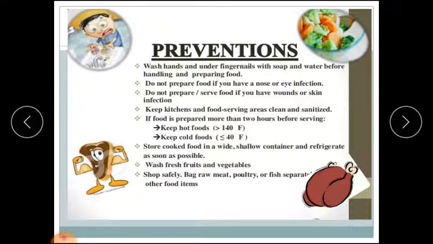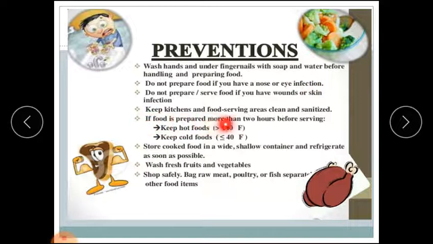Preventions are very simple: wash hands and under fingernails with soap and water before handling and preparing food. Under nail means what? The skin present under your nails may contain some organism. So wash your hands before handling or preparing the food. If you have an infection in your eyes or nose, or if you have wounds on your skin, then you should not prepare the food or serve the food. So your skin should be healthy. You should not have any infection in your skin, eyes or nose.